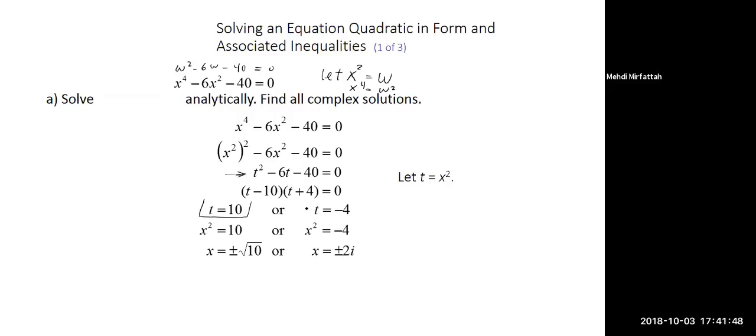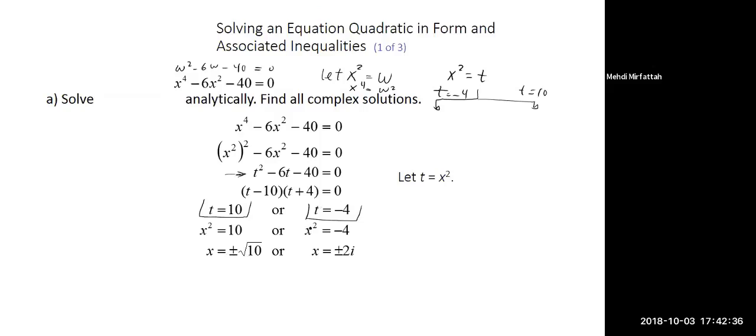But we are not solving for t. Or if you let it be w, then w is equal to 10 and w is equal to negative 4. We're not solving for that intermediate variable. We're solving for x, so we have to go back to our original assumption. We said x squared is equal to t. So there are two situations we have to check: if t is equal to 10, and if t is equal to negative 4. We have to find the corresponding value for x. So x squared is equal to 10, so x would be equal to plus and minus radical 10.